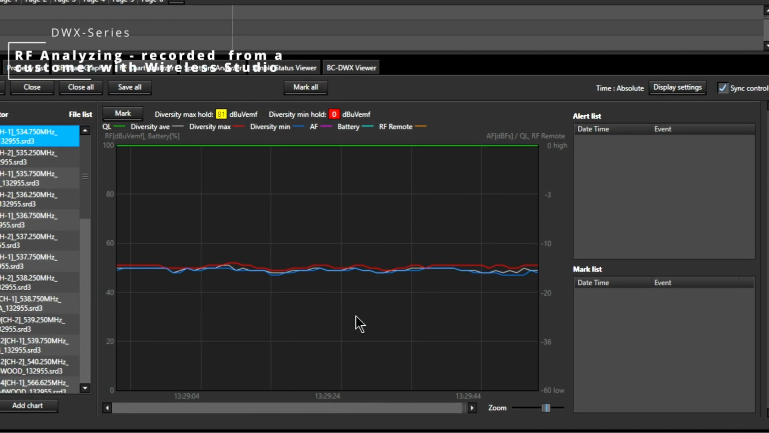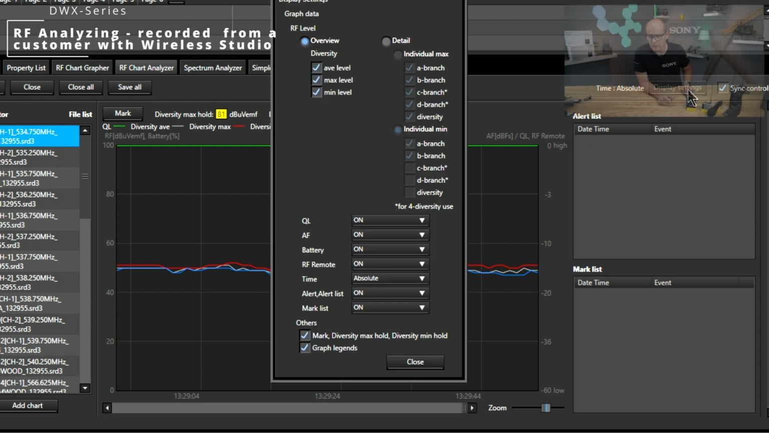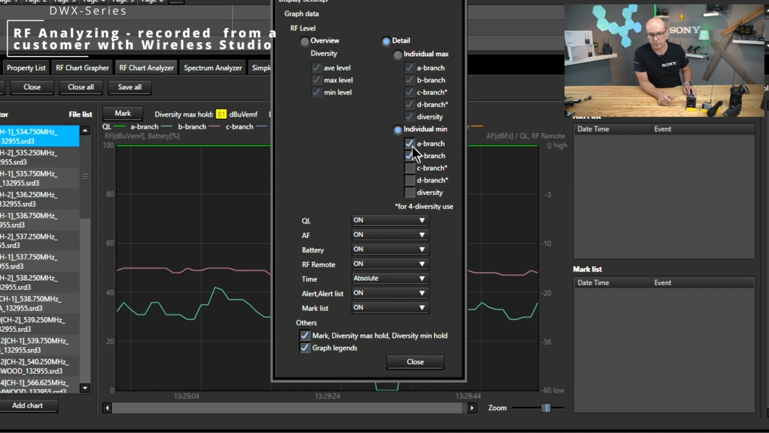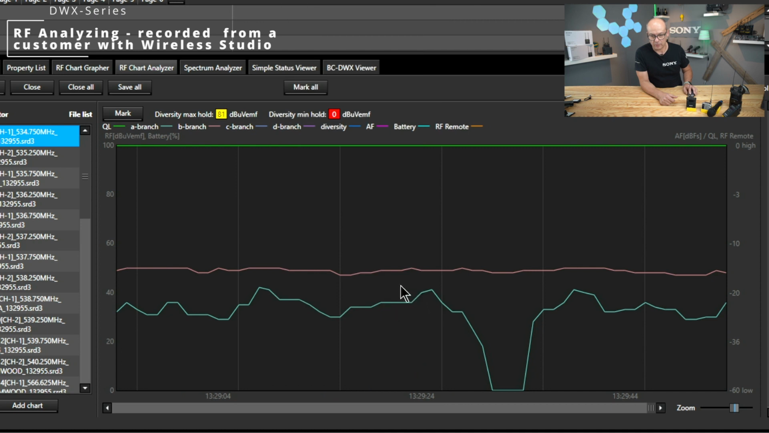It opens in the RF chart analyzer. Let me change some parameters here. The first thing I always do is go from RF level, average, maximum, and minimum level on the diversity side. I go to detail view and switch on individual minimum for the two antennas. This is a two antenna system, so we need only antenna A and B. Then I switch off the alert list and the mark list. We don't need these to see more of the data on the screen. And maybe we zoom in a little bit.